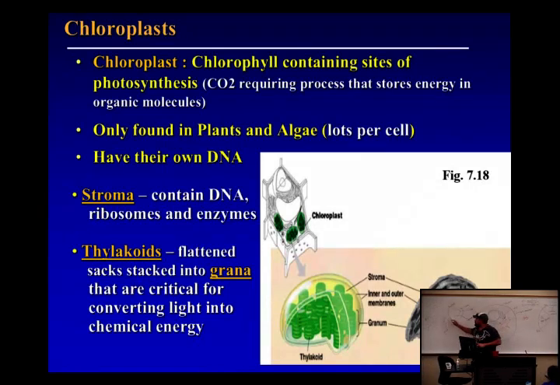And these things build up charges too. Why do you think they build up charges across the membrane? I'll give you a hint. It's the same reason that the mitochondria did it. To generate electricity, to do what? Spin the motors to make ATP, right? But they do it a little differently. They use the molecule chlorophyll.